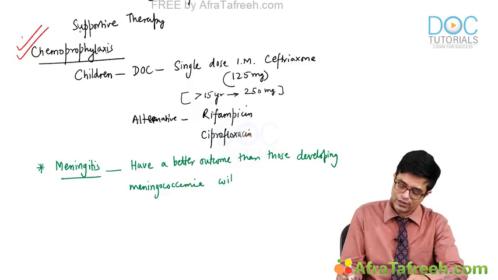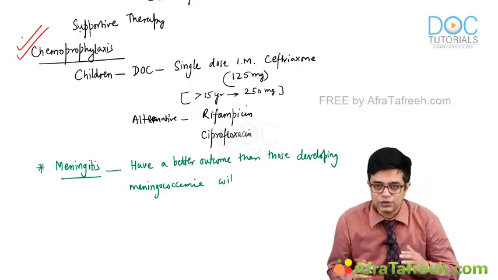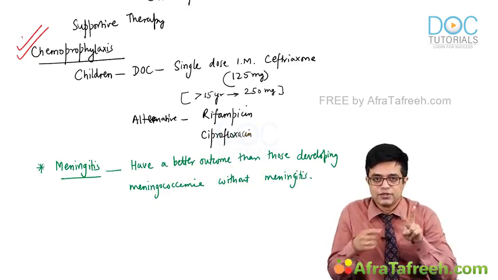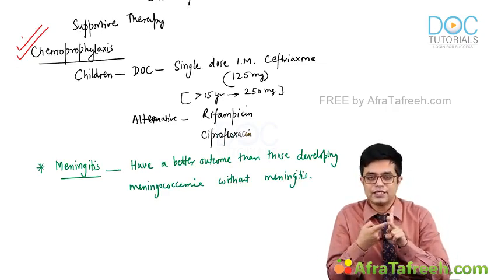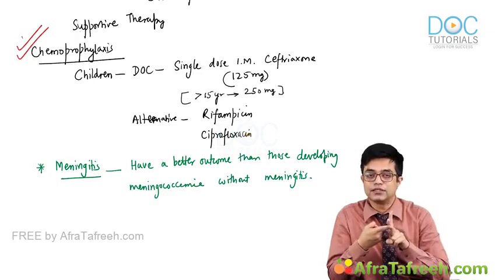Now I'll explain in simple words. Suppose you have two kids. One kid is having acute meningococcemia alone. The second has acute meningococcemia with meningitis. Who has a better survival chance?